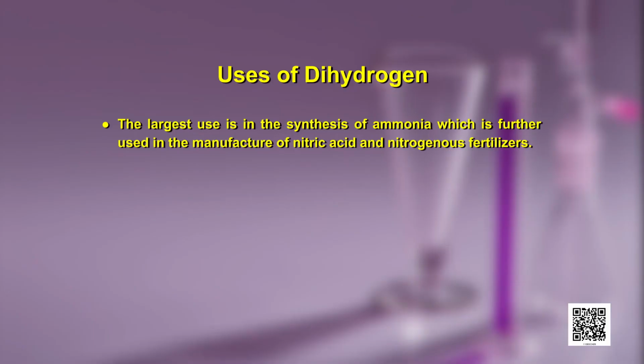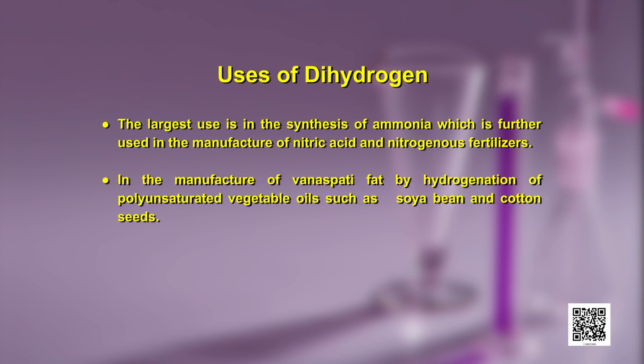Let us now see the vast uses of hydrogen. The largest use of hydrogen is in the synthesis of ammonia, which is further used in the manufacture of nitric acid and nitrogenous fertilizers. It is also used in the manufacture of vanaspati fat by hydrogenation of polyunsaturated vegetable oils such as soya bean and cotton seeds.